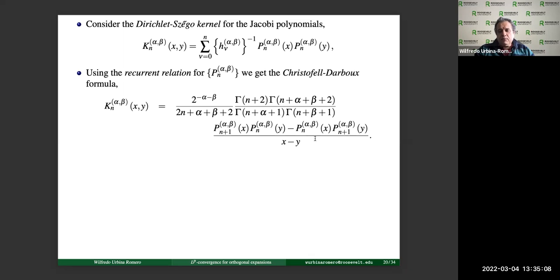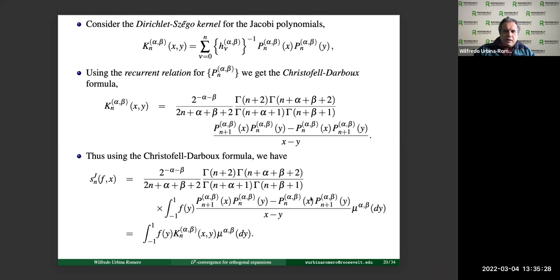And not surprising, you get a singular kernel. You have the x minus y in the denominator. That is not entirely unexpected because the same happened for the Fourier series, right? And then, using that representation, we can get an integral representation of the partial sums for the Jacobi series in this form.